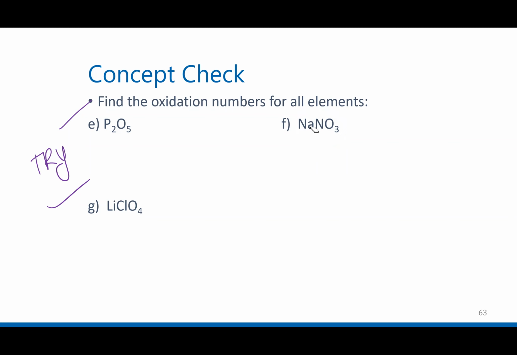Okay, so rule number 1 for F is I would split this into its ionic compound. It is ionic, but it does have a polyatomic ion on it. So this would be Na+ and NO3-. This is from your data book. If you don't know this, it's in your data booklet. It's a polyatomic ion. Okay, so rule number 1 is done. I know the charge on sodium is +1. What about this guy? Well, I'm going to go to rule 2.